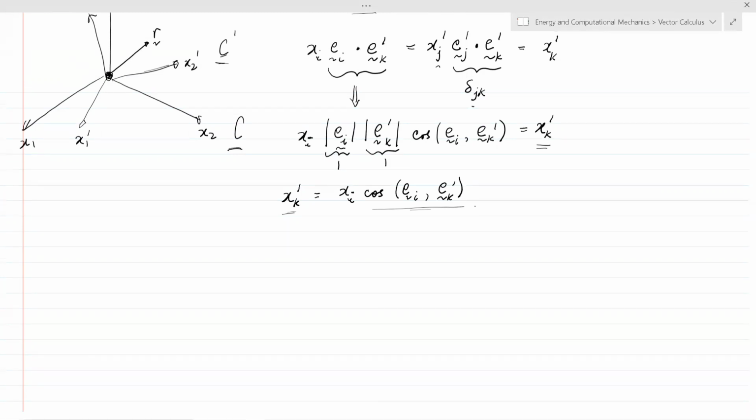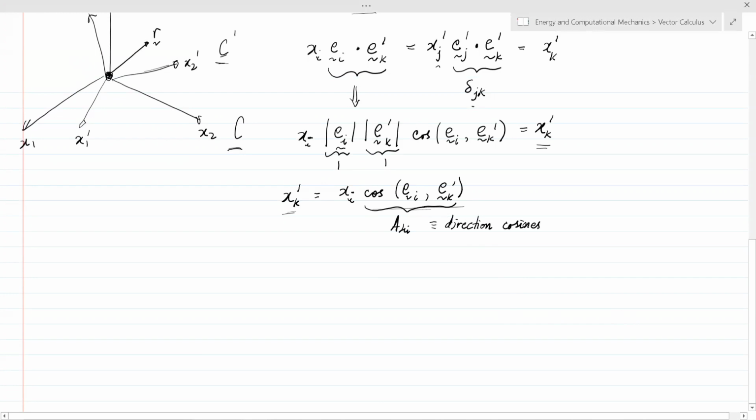I'm going to call this whole thing, and I apologize, this whole thing, aki, and this is the direction cosines. The direction cosines have important properties that can be discussed. But here, the important thing is that I have now been able to write this as aki xi.